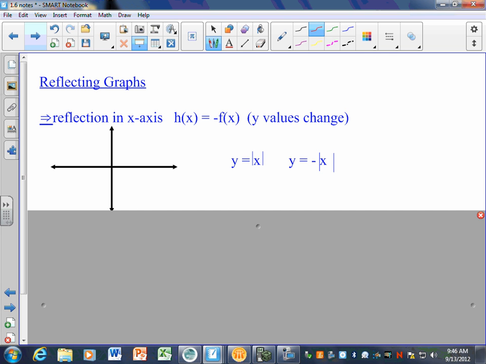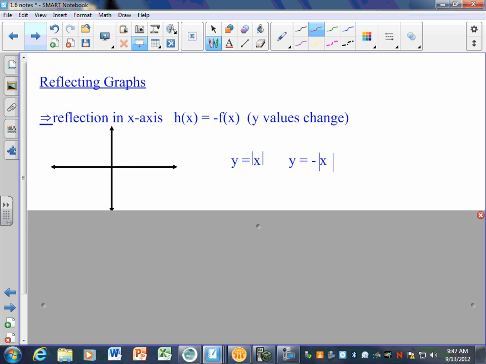Another type of transformation is a reflection. And a reflection can be over the x-axis or over the y-axis. If the negative is out in front of the function, so h of x equals negative f of x, that is going to give you a reflection in the x-axis. And the way that I think about it when I try to remember which way it is: if the negative's out front, all the x values are going to stay the same. I can still plug in everything I want for x, but whatever I would normally get, I'm now going to get the opposite. So all your y values are changing. So when you see a negative sign out front, that means it's going to flip over the x-axis.